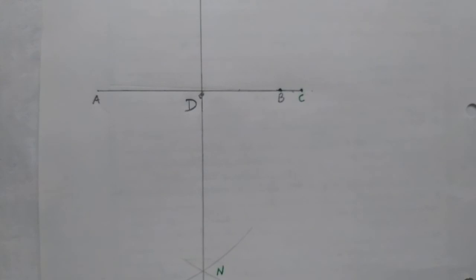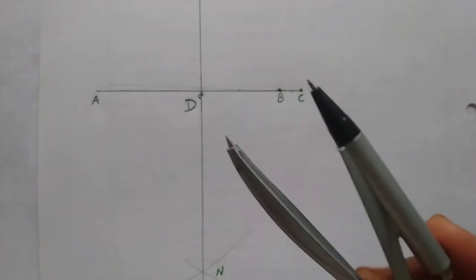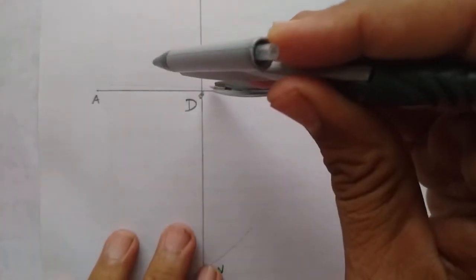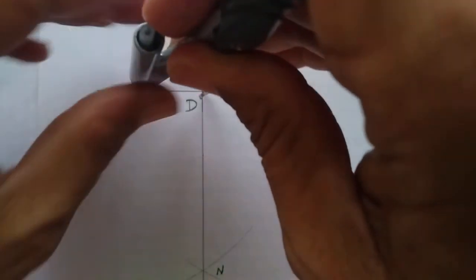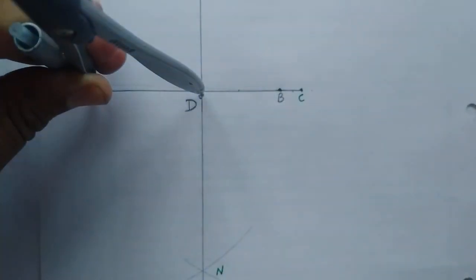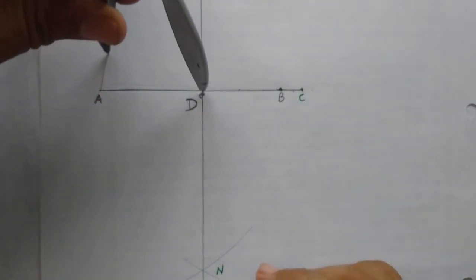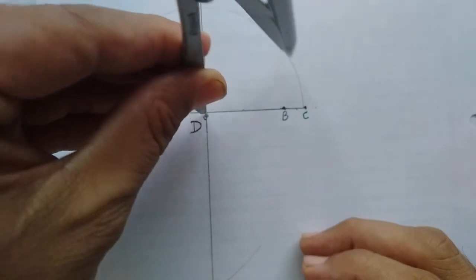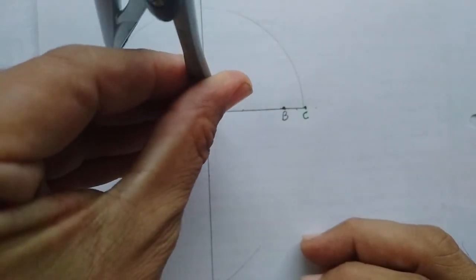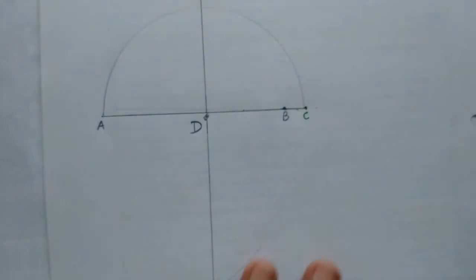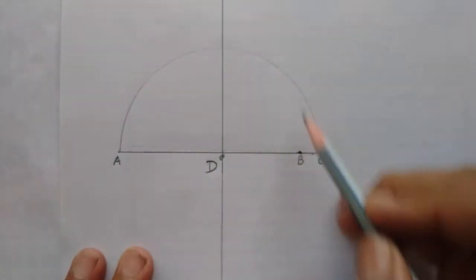Now children, again take your pair of compass. Put the metal point at D and the pencil point at A here. And now children, draw a semicircle. Okay. So now children, you can see that I have done it this way. So we have one semicircle.